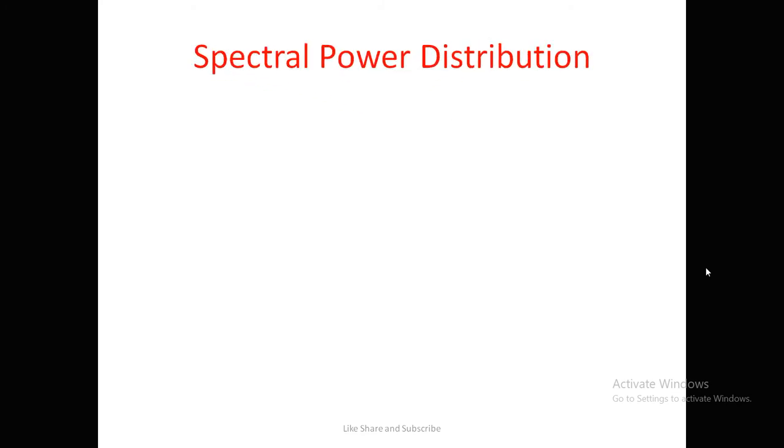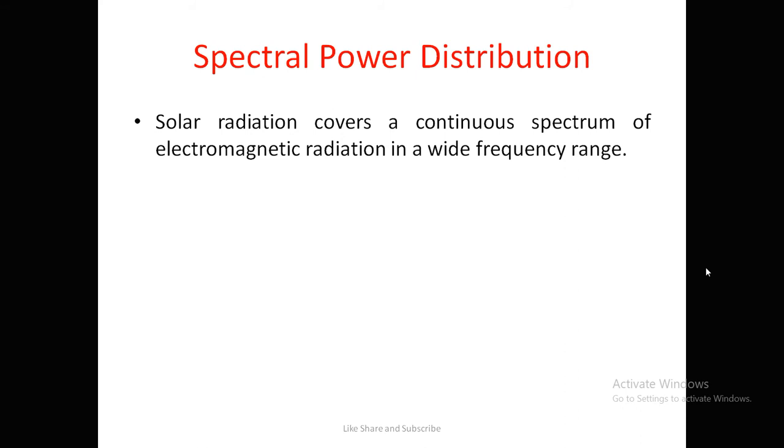Now, spectral power distribution. What is meant by this? Solar radiation covers a continuous spectrum of electromagnetic radiation. So once we know what the Sun is and what the Earth is, now we can see what the solar radiation is, and we already know how the radiation comes. That means the exact reason for the Sun to illuminate itself daily. So this is the solar radiation. It covers a continuous spectrum of electromagnetic radiation in a wide frequency range. Actually, it comes in the form of electromagnetic radiation. It's a huge continuous spectrum. There is no gap at all, with a wide frequency range.